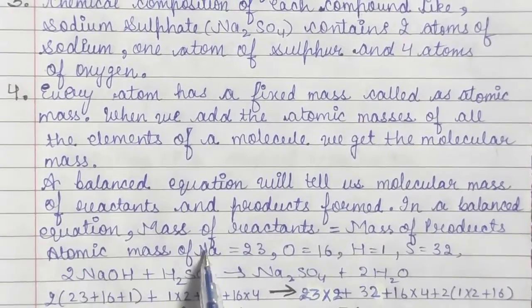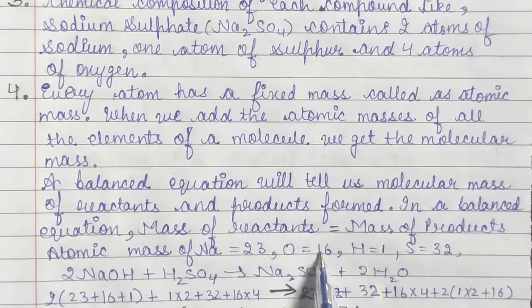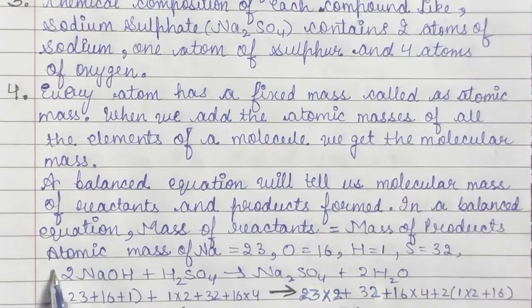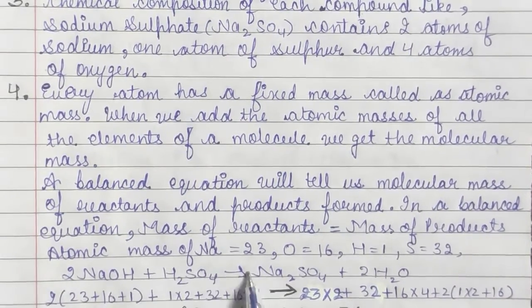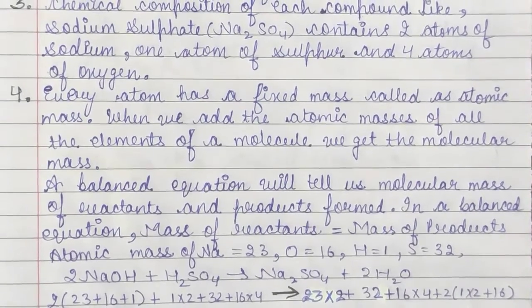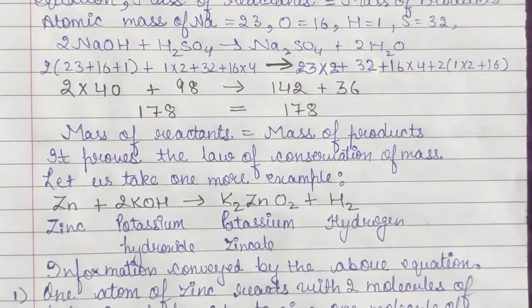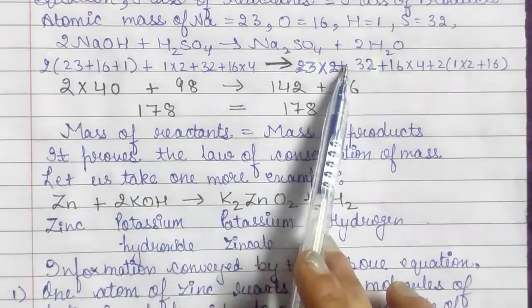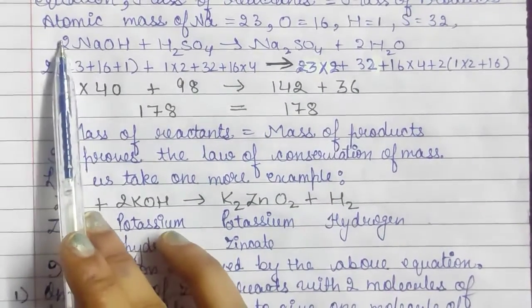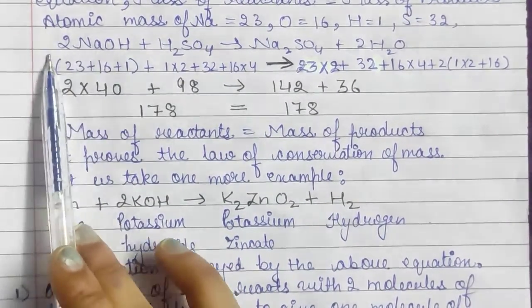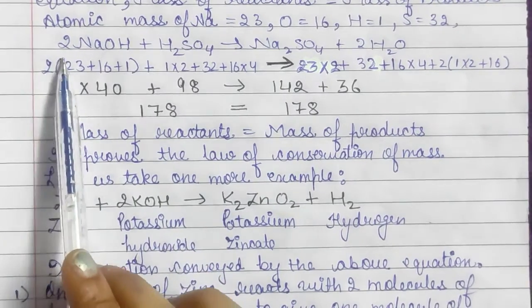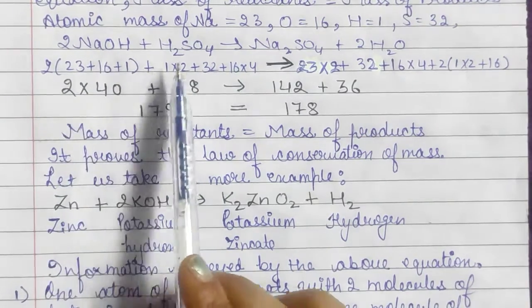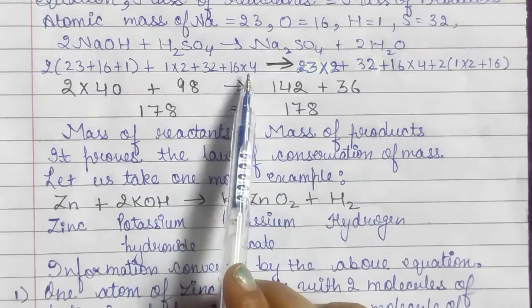So the atomic mass of sodium is 23, oxygen is 16, hydrogen is 1, sulfur is 32. So the equation is 2NaOH + H2SO4 gives Na2SO4 + 2H2O. In this we will add the atomic masses of the elements present in the above equation. There are 2 molecules of NaOH, so 2 will come out of the bracket, and in the bracket we will write 23 + 16 + 1, plus 1 into 2 plus 32 plus 16 into 4.